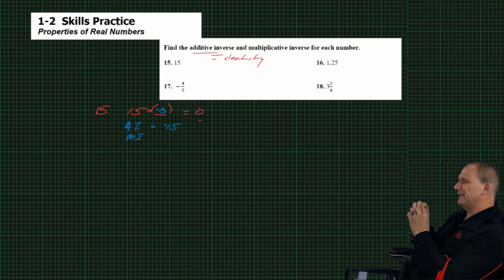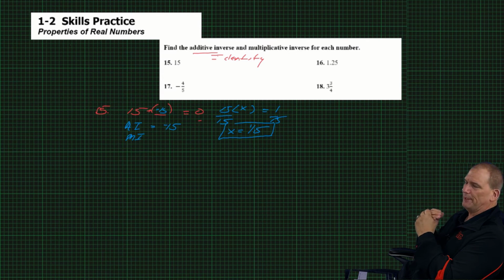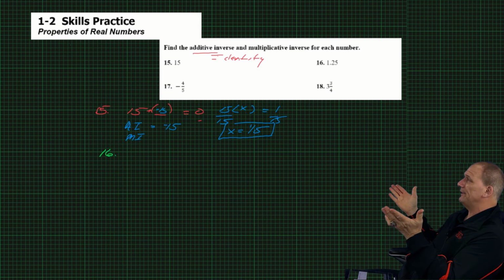So for additive identity, what does it take to equal 0? Multiplicative identity, what do you got to do to equal 1? That's simple. All right, let's look at number 16, right? So 16, 1.25. Before we can do anything with the multiplicative inverse, we got to transform that into an improper fraction. We can do the additive identity real easy.